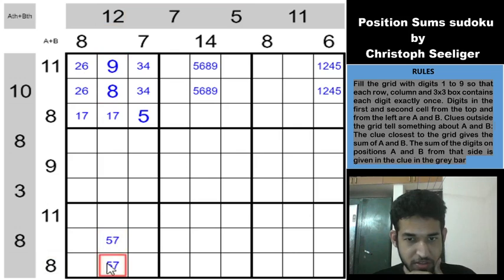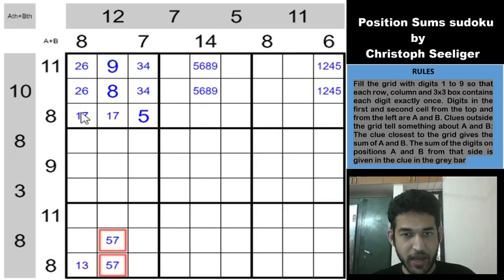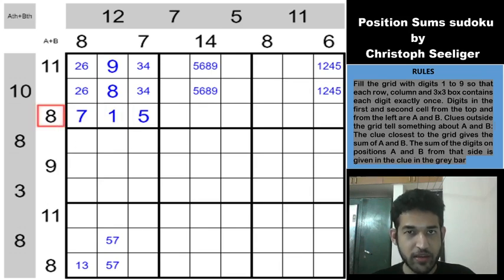And which means for this clue, this would have to be the 3 or 1. The row 9 column 1 has to be 3 or 1. And this 5, 7 pair resolves this 7 and 1 immediately. So this clue is done.